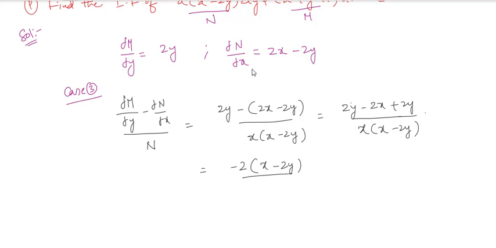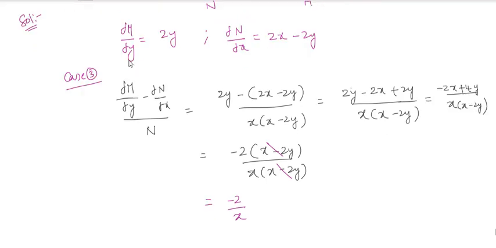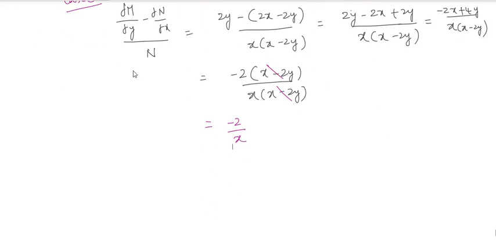If you want more clarification you can do this also, not a big deal. This is minus 2x plus 4y divided by x into (x minus 2y). If you want more clarity, I just take minus 2 as common, so I will have (x minus 2y) divided by x into (x minus 2y). Now these two will get cancelled, you will have minus 2 divided by x. Am I correct or not? So this is in the form of f of x.